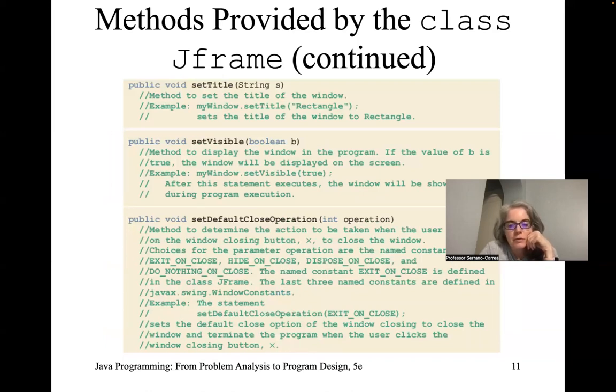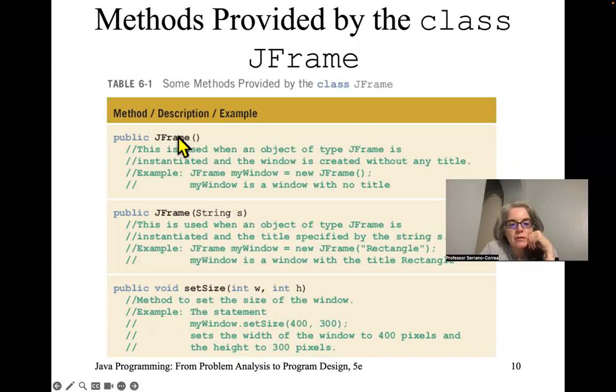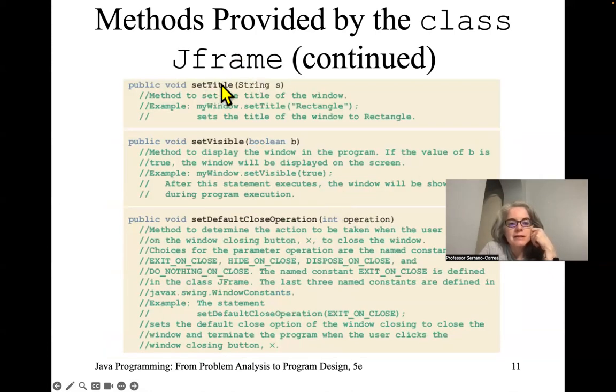So if you instantiate a window without a title, you can set a title later on by calling the method set title. So you would say my window dot set title and then set the title of the window.